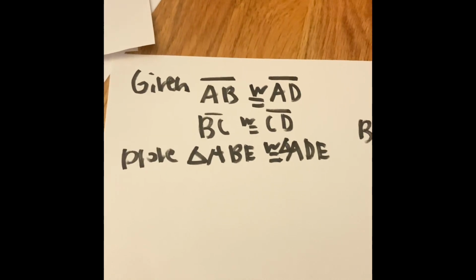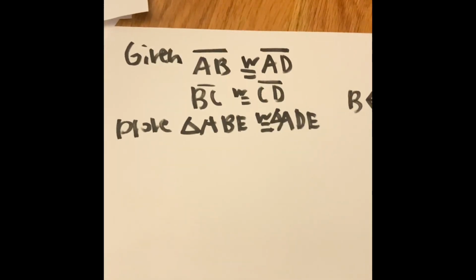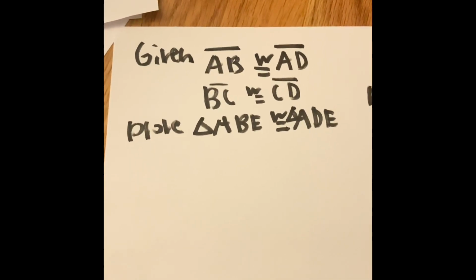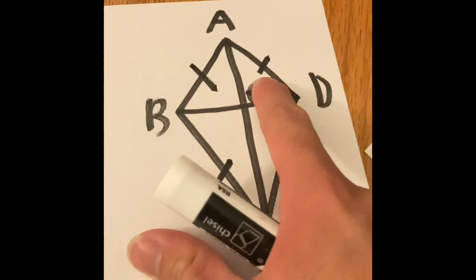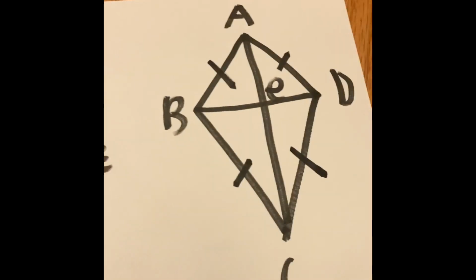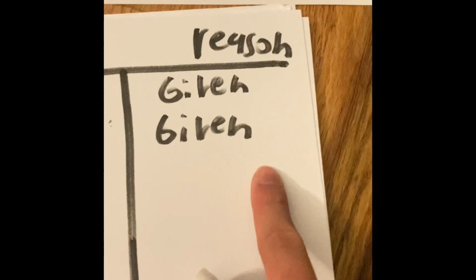BC is congruent to CD. We somehow have to prove that triangle ABE and ADE are congruent. So we have to prove that that triangle and that triangle are congruent. So we already have our givens right here because they are literally given to us.